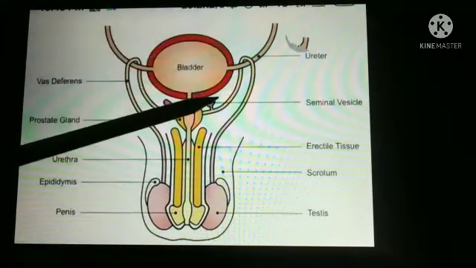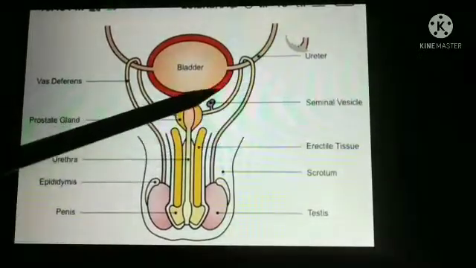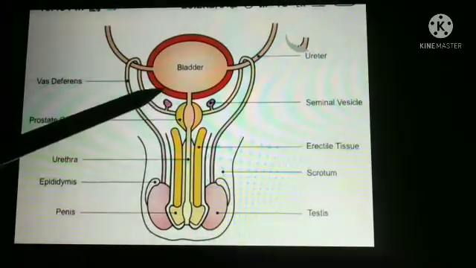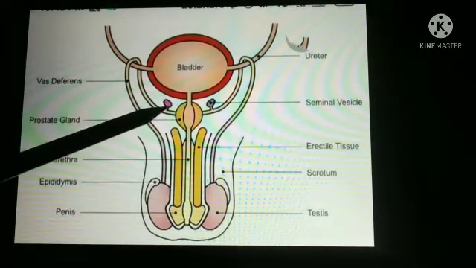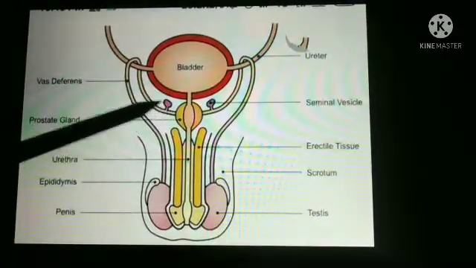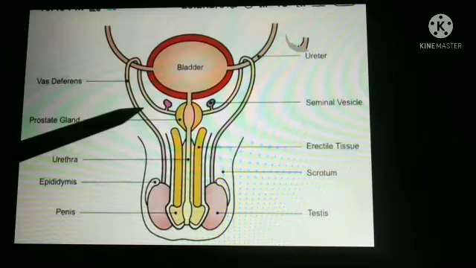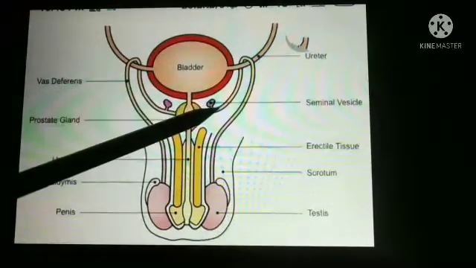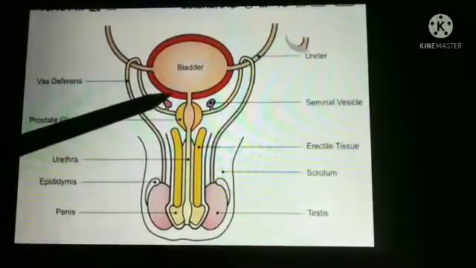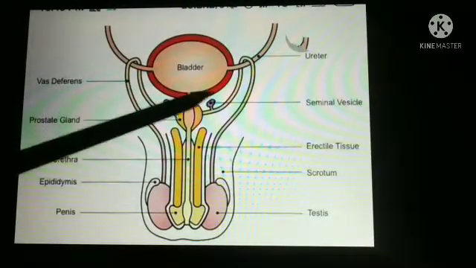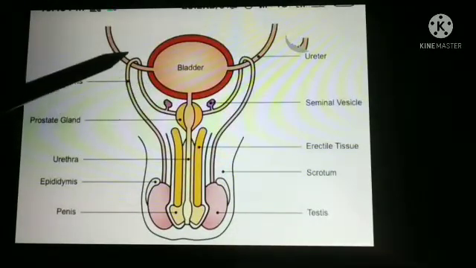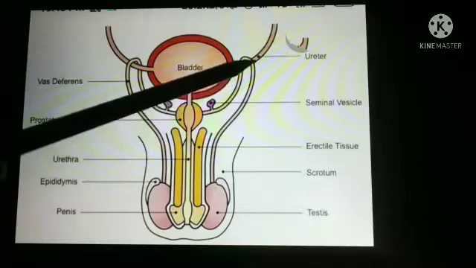Next part is the seminal vesicle. So what are seminal vesicles? Seminal vesicles are sac-like pouches that attach to the vas deferens. Here you can see these are attached to the vas deferens near the base of the urinary bladder. Here is a pair of vesicles called seminal vesicles which are attached to the vas deferens.